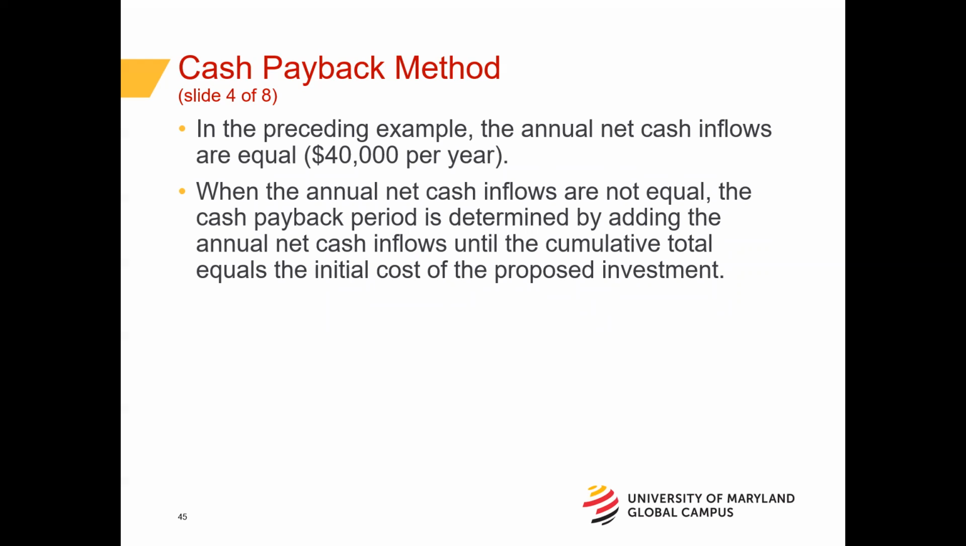When the annual net cash inflows are not equal, which oftentimes they're not, we typically don't make the same amount of net cash flow per year. It usually varies every year. When the annual net cash flows are not equal, the cash payback period is determined by adding the annual net cash inflows until a cumulative total equals the initial cost of the proposed investment.